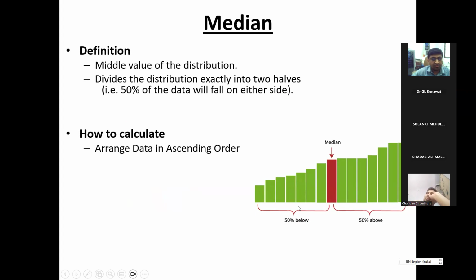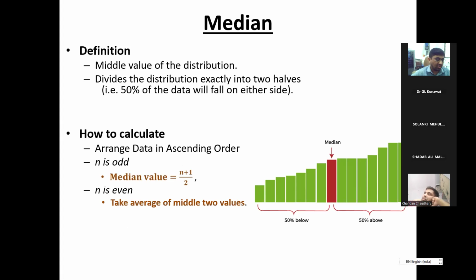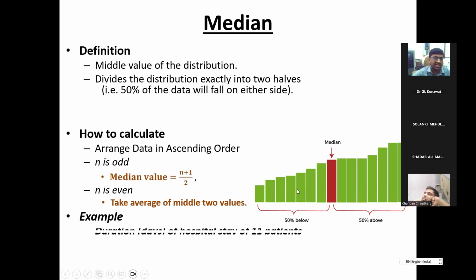We first have to arrange the data in ascending order. Remember, in BCBR questions, you may be asked to calculate the median without the observations being arranged in ascending order. So do not forget, we have to arrange the data in ascending order and then calculate the median. If the number of observations is odd, we calculate the median position by n plus 1 by 2, and that value is your median. But if the number of observations is even, we take the average of the middle two values. Let us see it by example.